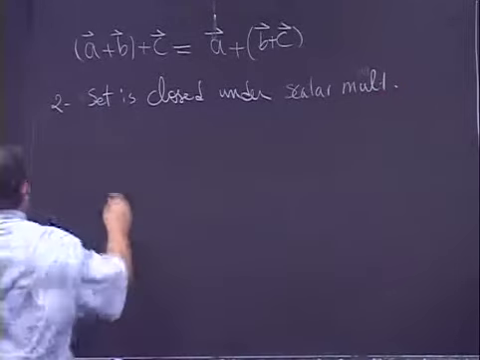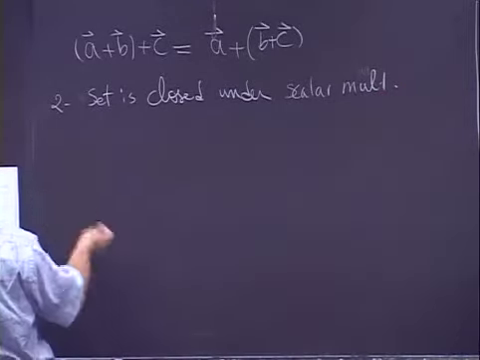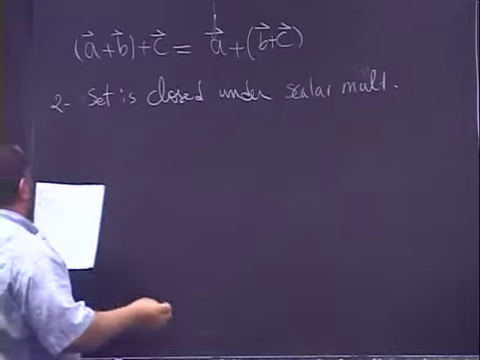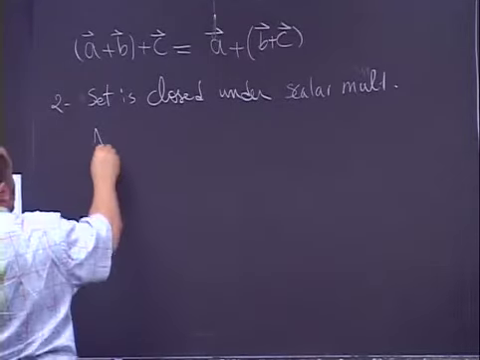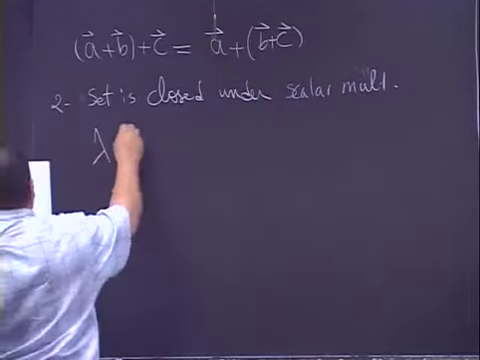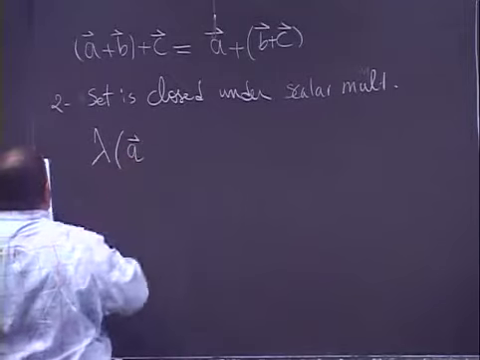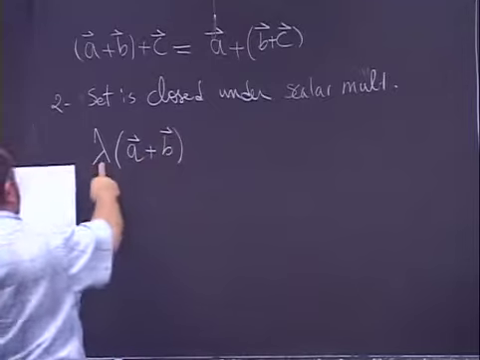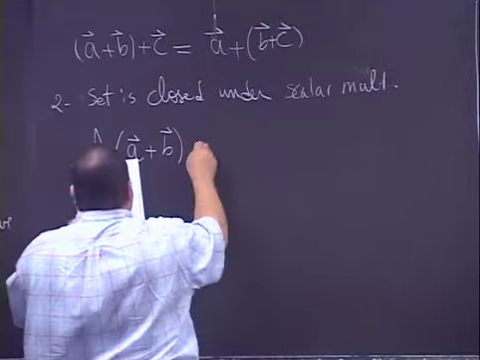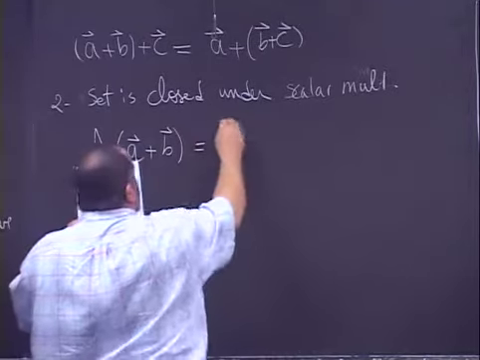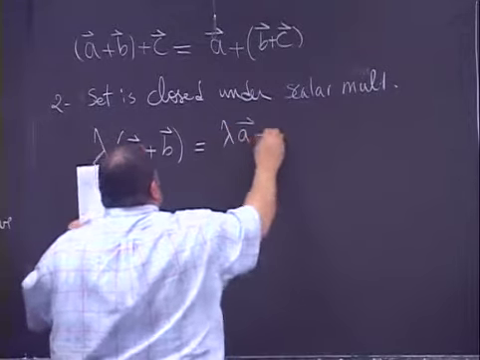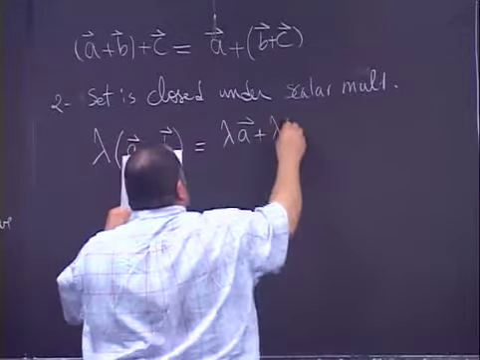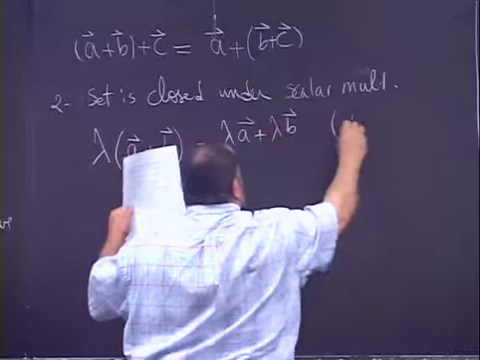And the operation, we have the distributive property and the associative property. So let's assume that lambda is a scalar quantity, and if we multiply lambda by A plus B, then you will distribute lambda over A and lambda over B, and this is the distributive property. So lambda A plus lambda B. So this is the distributive property.